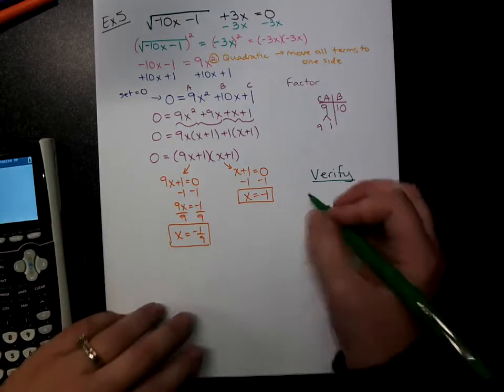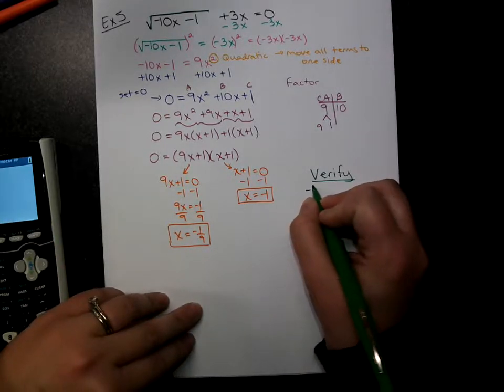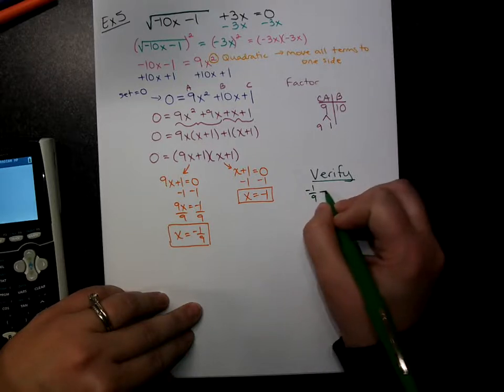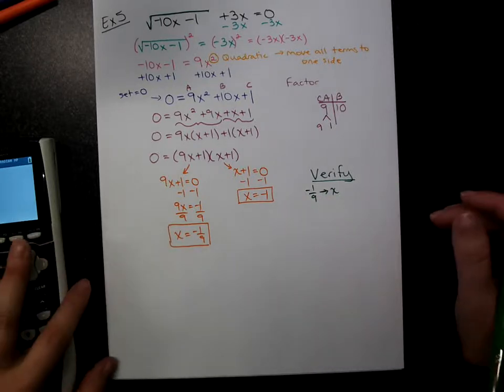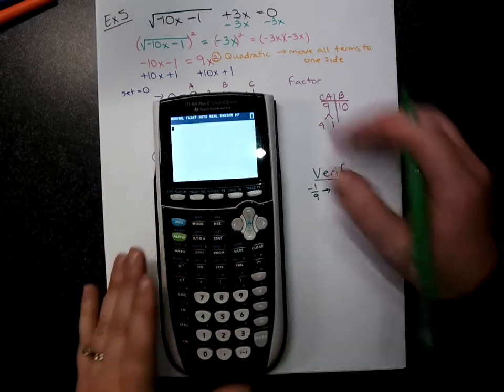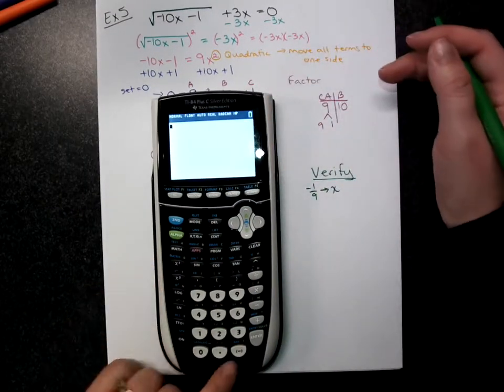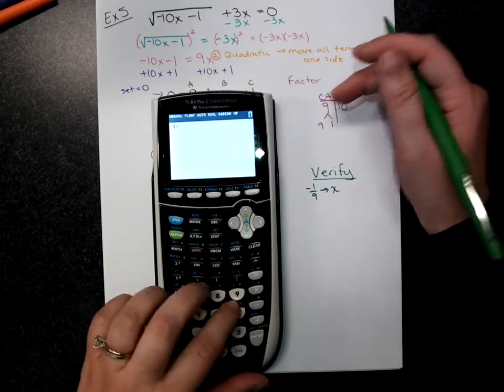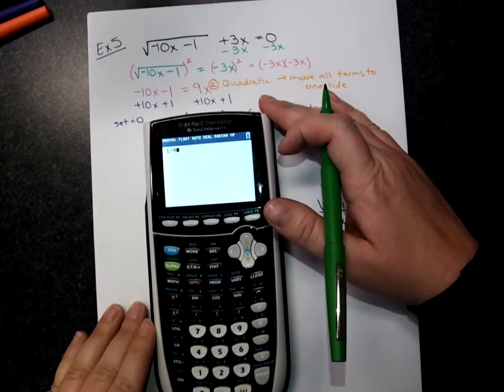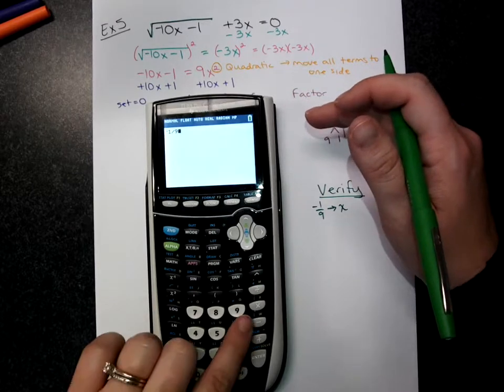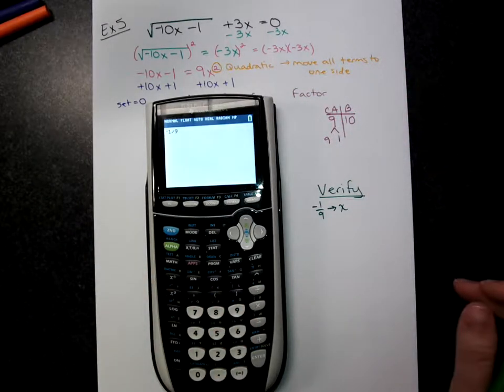So in order to verify, we're going to type in -1/9 in the calculator, and we're going to do something called storing it for x. Let me show you how to do that. So you're going to type in your number, -1/9. Be sure to use the negative button and not the minus button. Sorry about the glare.